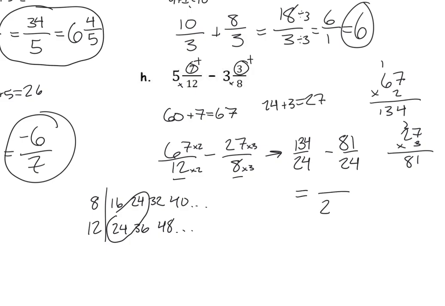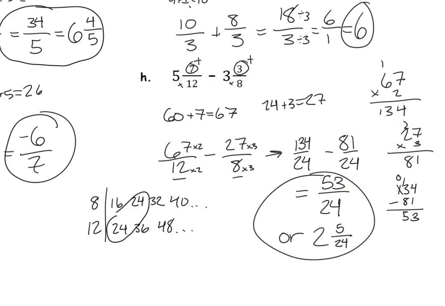I know my denominator stays 24, and I'm going to subtract 81 from 134. 4 minus 1, 3. 3 minus 8, can't do that. Got to borrow from a neighbor. 13 minus 8 is 5, and that drops out to be 53 over 24. Or if we simplify it a little bit, 24 can go in there twice, and I'm left with 5 as a remainder. So either one of those work.